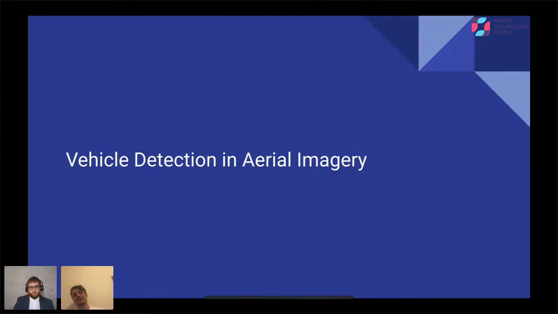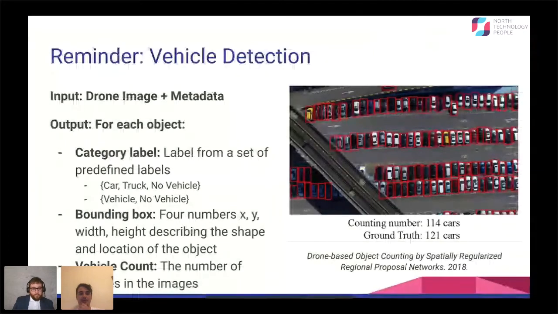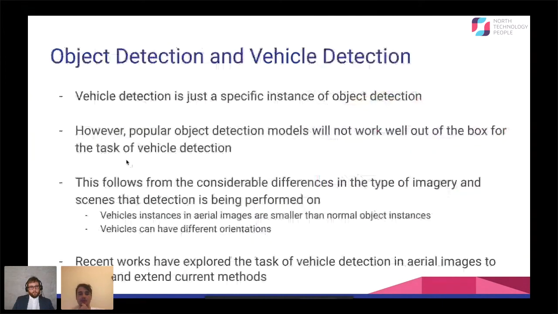So to quickly discuss some vehicle detection in aerial imagery approaches that extend the previous object detection approaches we just discussed, I'm going to go over two papers. As a reminder, for vehicle detection, we're basically doing object detection, but specifically looking at vehicles, looking to output for each vehicle instance the bounding box and the category label. Like I said, vehicle detection is just a specific instance of object detection.